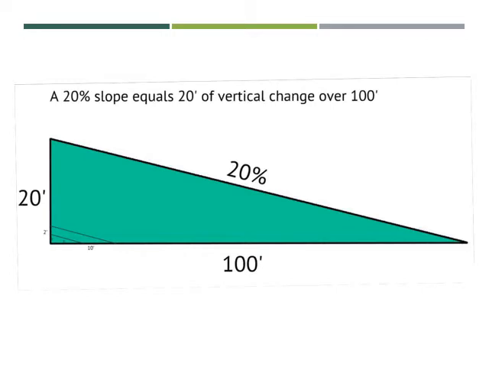So here we have a triangle that simply represents a 20% slope. What that means, a 20% slope is nothing more than 20 feet of vertical elevation change over 100 feet. So what that means is for every 100 feet horizontally, we go up or down 20 feet. That is all it means to have a 20% slope.